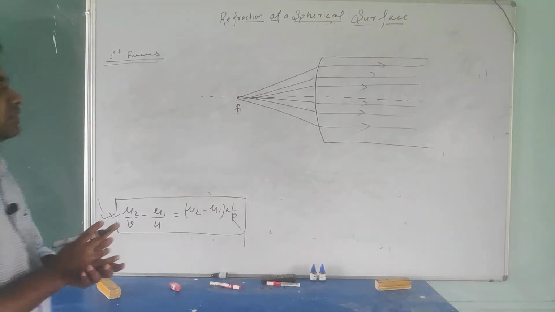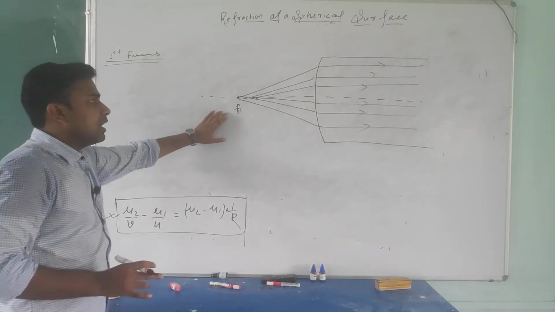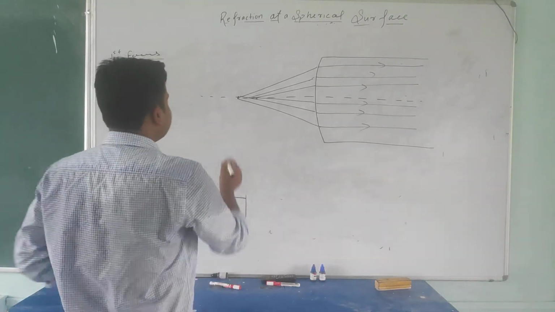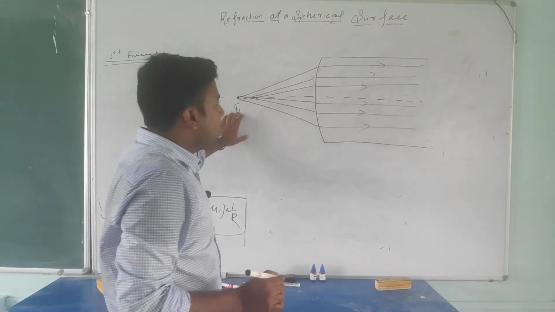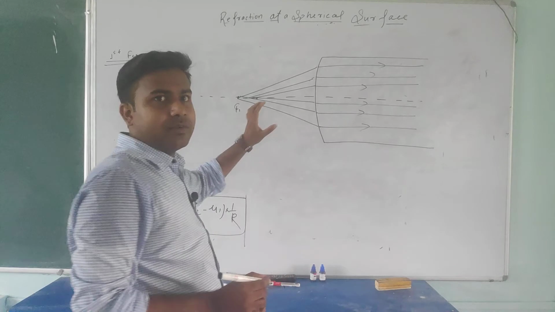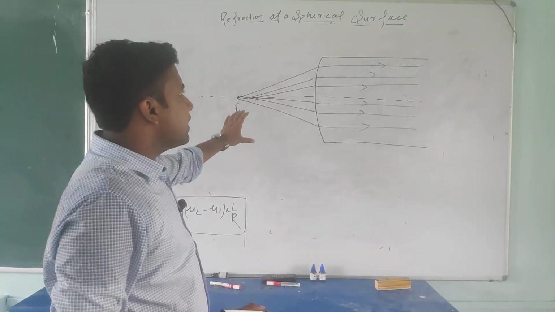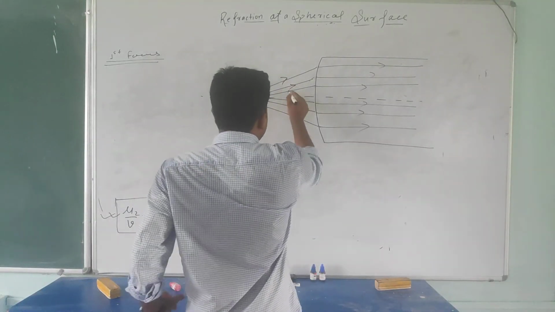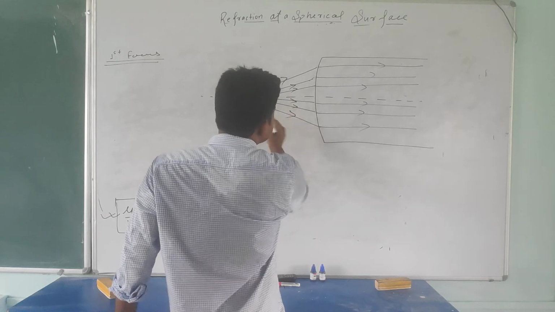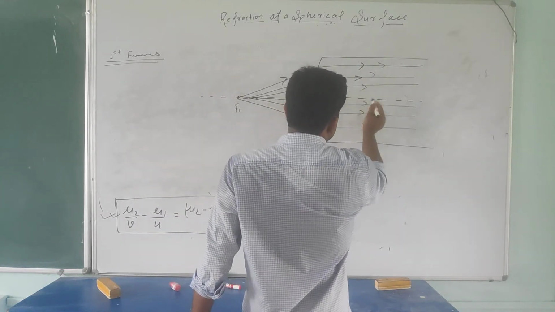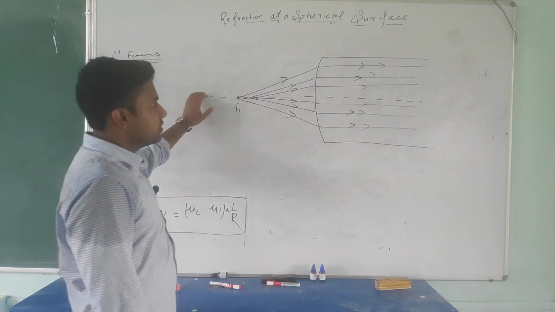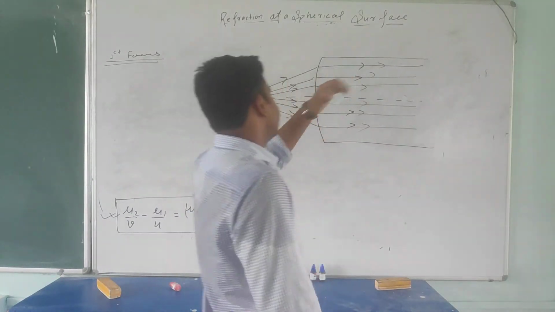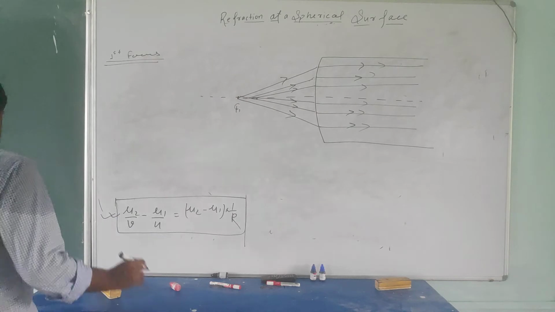Okay student, this point is F1 here. How are we defining this F1 point? It's a position or point from where, if a ray is coming and after refracting from this spherical surface, it will be parallel to the principal axis. Look at this dotted line, it is the principal axis, and the ray is parallel. Now how can you find this?